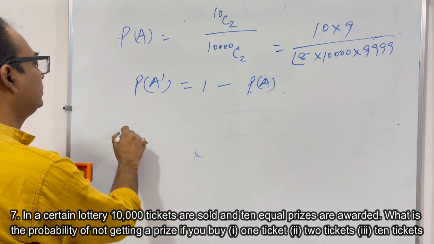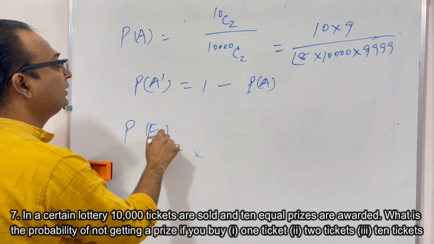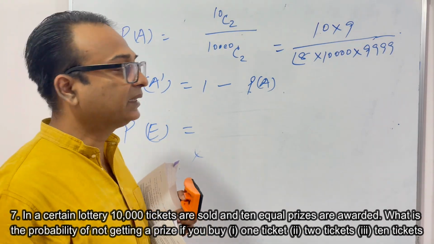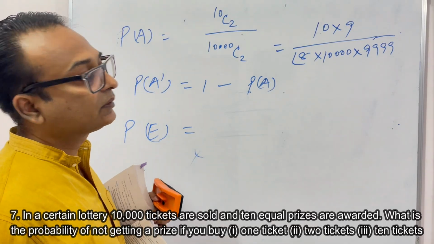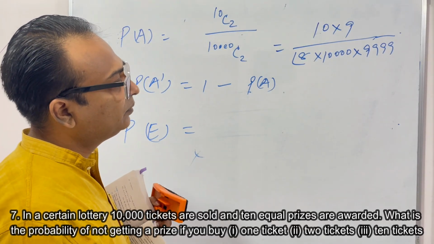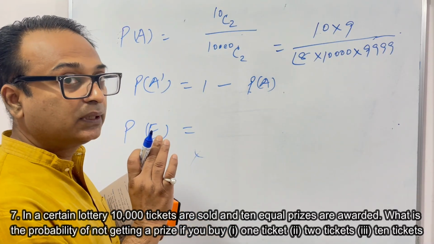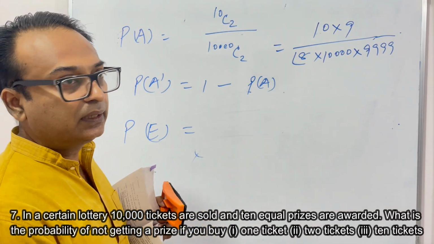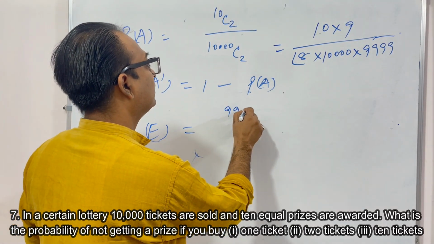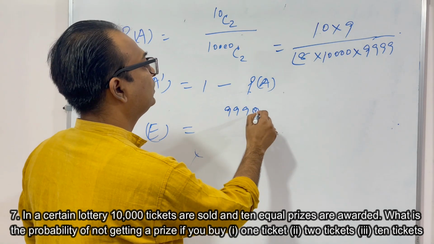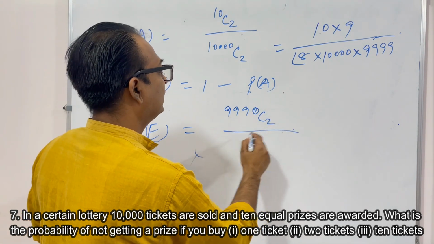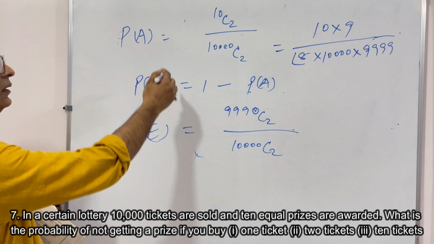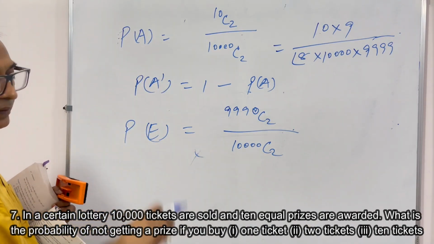Secondly, you can also do this directly. Let that event be E. Then we have 10,000 tickets and only 10 tickets have prizes. It says you have taken 2 tickets, but both of them do not bring you a prize. That is, we have taken tickets from the 9,990 lot only. So selecting 2 tickets from this group of 9990, over the total. So this is also the answer. Both will be the same, so you can use this method.